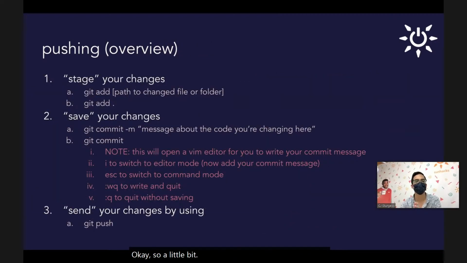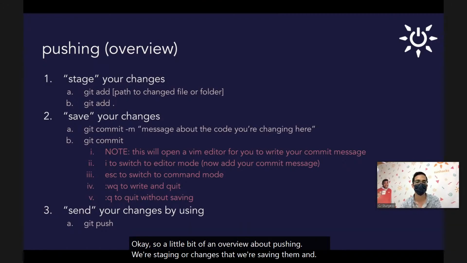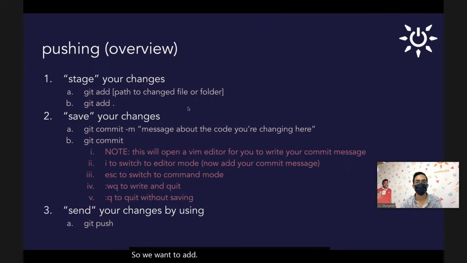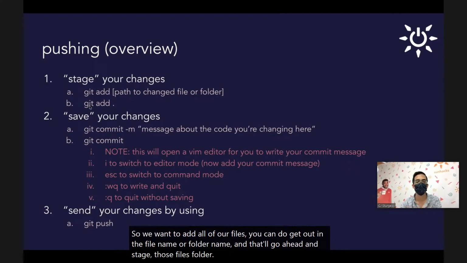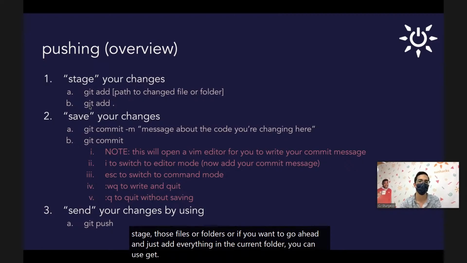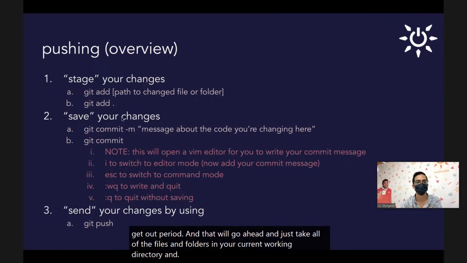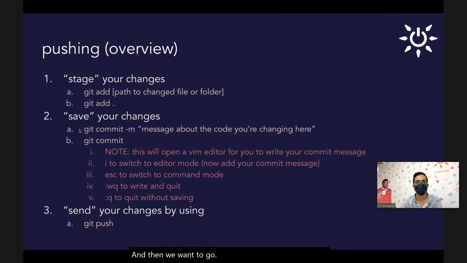Okay, so a little bit of an overview about pushing. We're staging our changes, and then we're saving them, and then we're sending them. Or staging, committing, and pushing. So we want to add all of our files. You can do git add and then a file name or a folder name, and that'll go ahead and stage those files or folders. Or if you want to just add everything in the current folder, you can use git add dot or git add period. And that will take all of the files and folders in your current working directory and stage them.